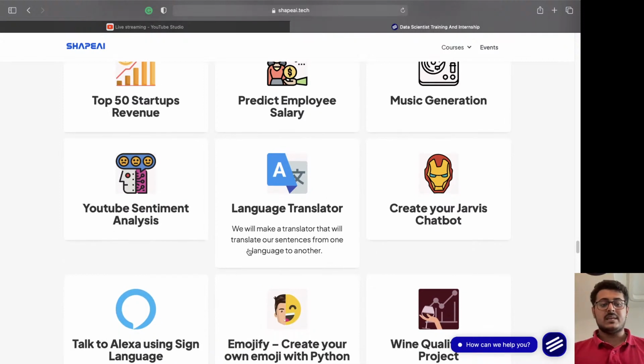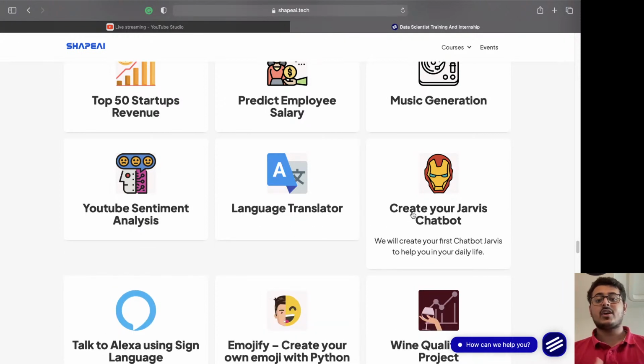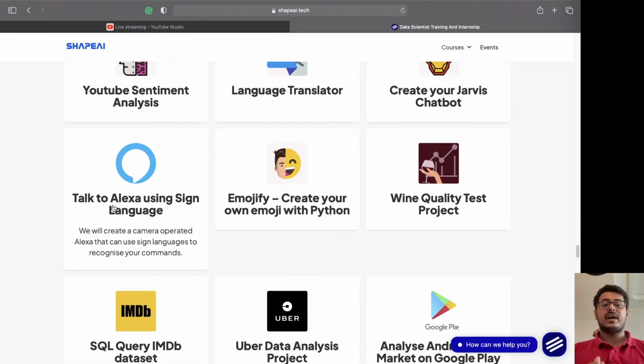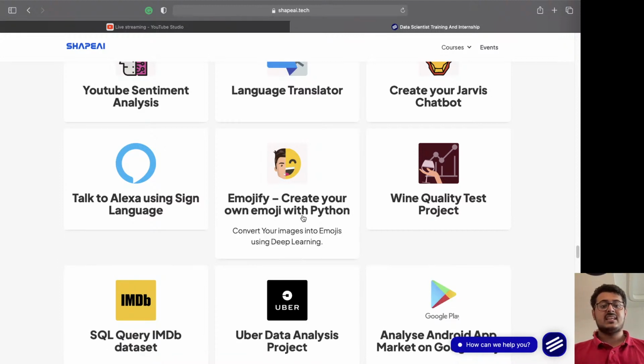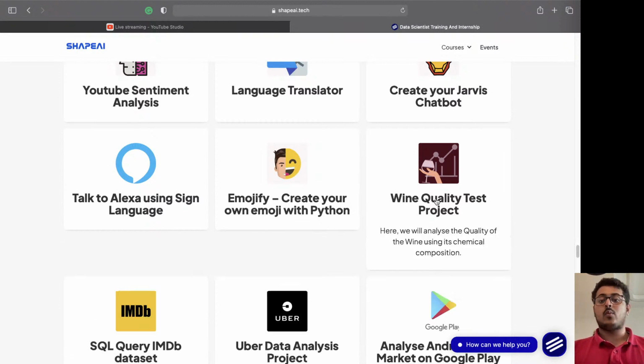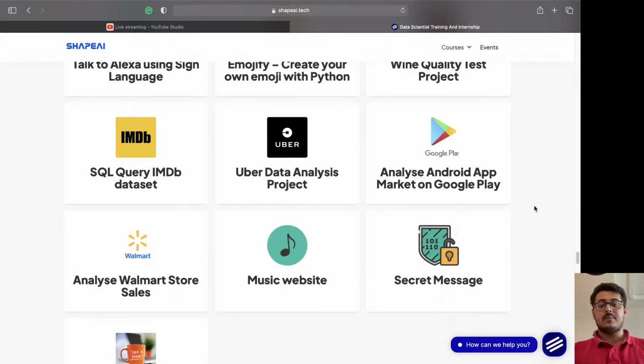Then we come up to the bigger projects right now. So for example, language translator, so that we will be creating a Google Translate. Then we will be creating your own chatbot, so that is NLP. Then you will be creating your Alexa sign language. So you make the signs right over here and you will be able to talk to Alexa without using your voice. Then you are having your own, you give a picture and it will convert it into an emoji. Wine quality test project.